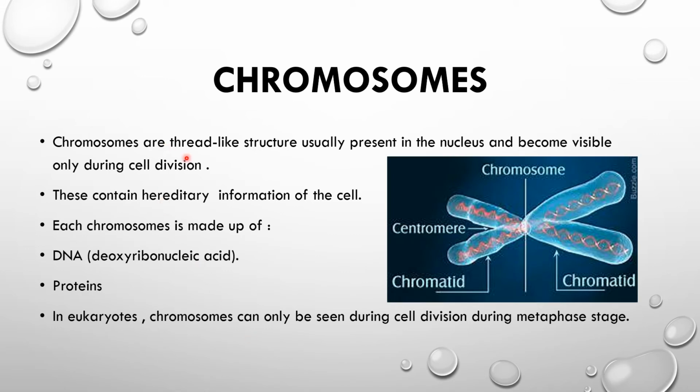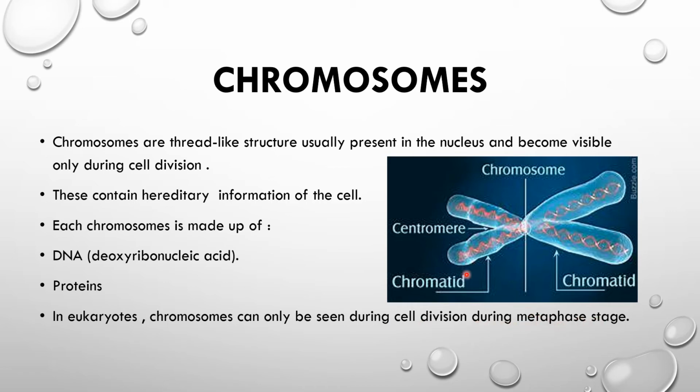Chromosomes. Chromosomes are thread-like structures usually present in the nucleus and become visible only during cell division. As we have discussed, when the cell starts division, the chromatin material becomes short and condensed to form the rod-like structure known as chromosomes. They contain the hereditary information of the cell because they are made up of DNA and protein, and DNA is known as the genetic material. In eukaryotes, chromosomes can only be seen during cell division, and that stage is known as the metaphase stage.